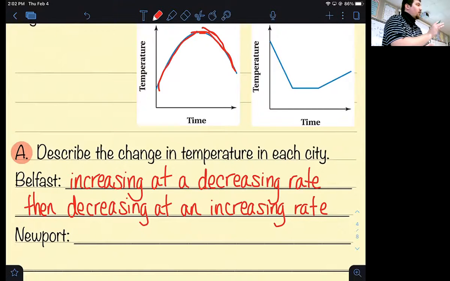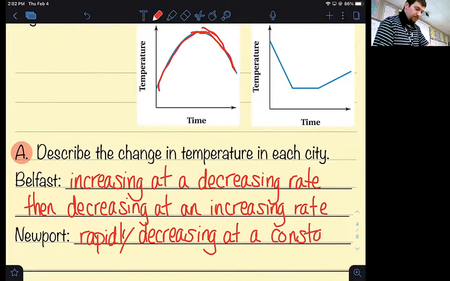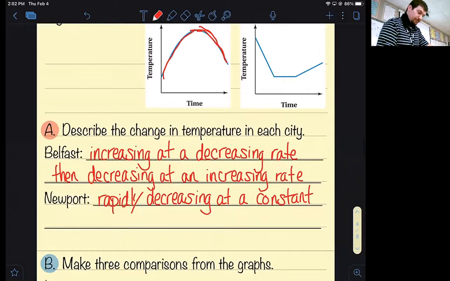Would you say it was a slow decrease or a rapid decrease? Okay, so the temperature is rapidly decreasing at a variable or constant rate? Variable. No. Could you compare the stock market? Sure. So it's rapidly decreasing at a constant rate because the first part of the graph is linear. Okay. Then it stays the same.